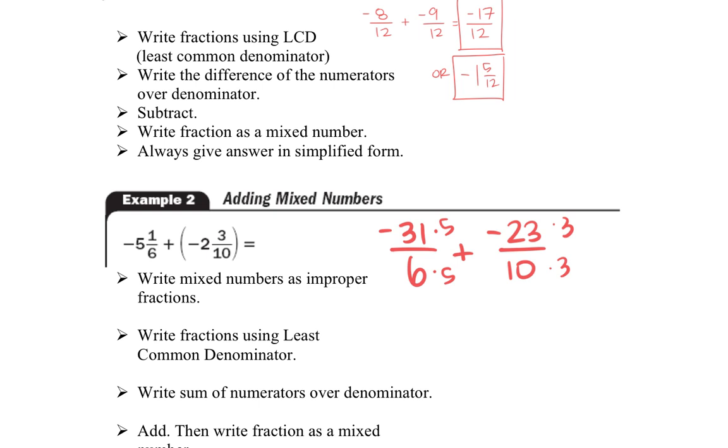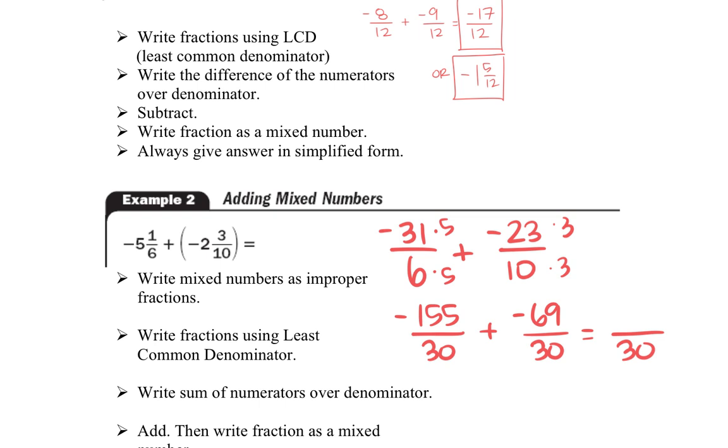And again, this is where, as the numbers get bigger, as I've told you, you're welcome to use your calculator as long as you're showing all your work and step by step. So 31 times 5 is negative 155, and then the denominator is 30. 23 times 3 is negative 69/30. Then the 30 stays the same.